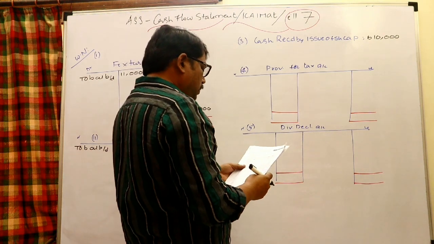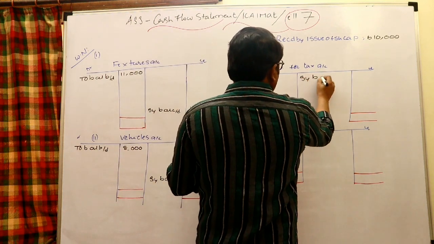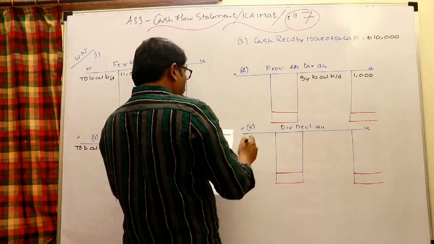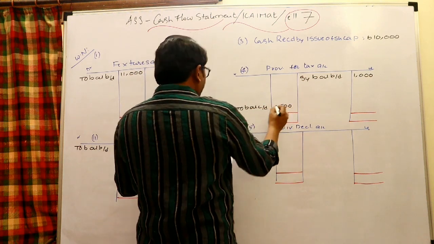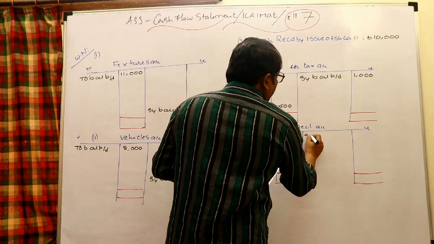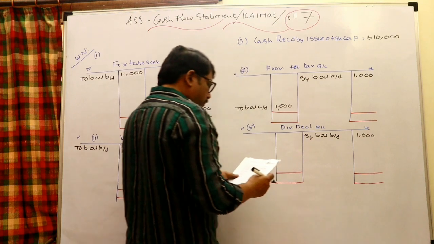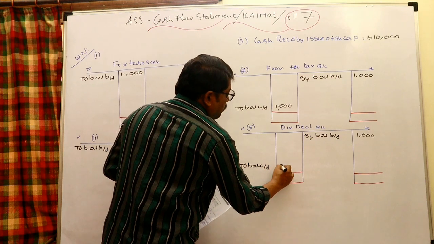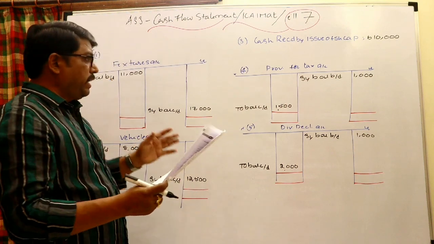Provision for tax: opening balance 1,000, by balance brought down 1,000, and of course closing balance 1,500. Dividend payable: opening liability 1,000, by balance brought down 1,000, to balance carry down 2,000. Okay, so that's all. These are the opening and closing balances we have taken everywhere.